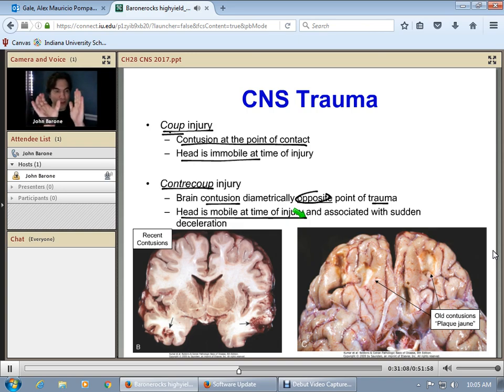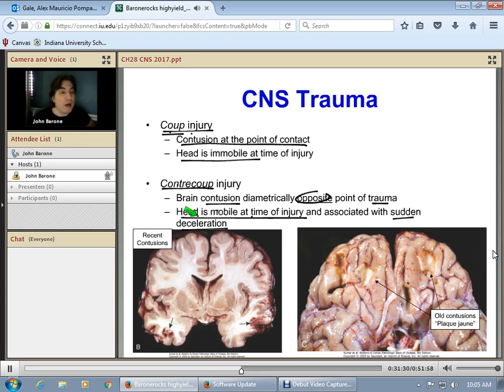So here's my brain, right? It's in motion, and then suddenly it stops. Well, that's going to hit the front, and that's going to bounce back and hit the back. It's going to hit both. So if the brain is in motion with these sudden deceleration like car accidents, it's going to hit the front, coup, and then it's going to bounce and hit the back. That's a contra coup. It's going to hit both.